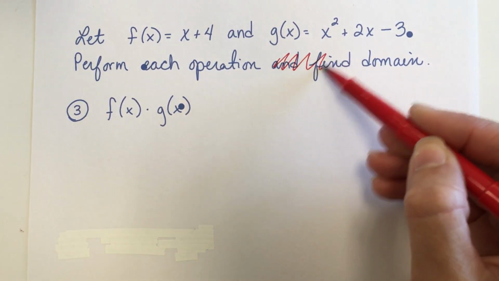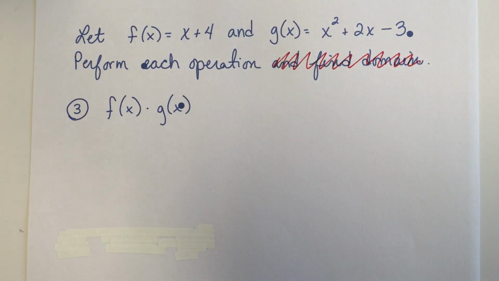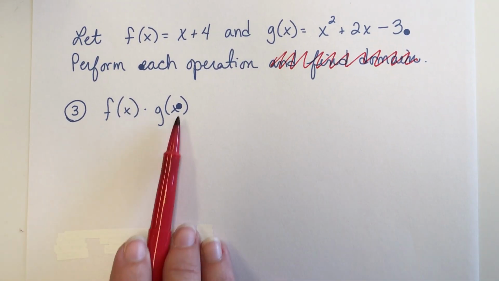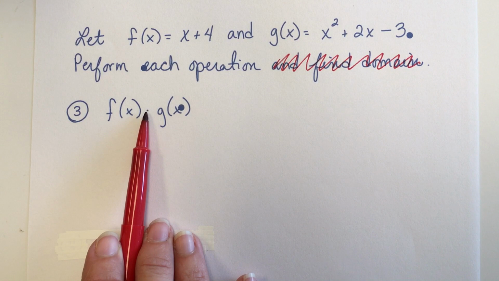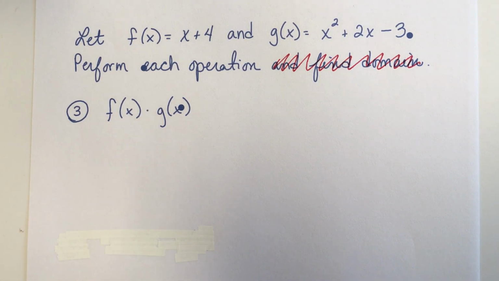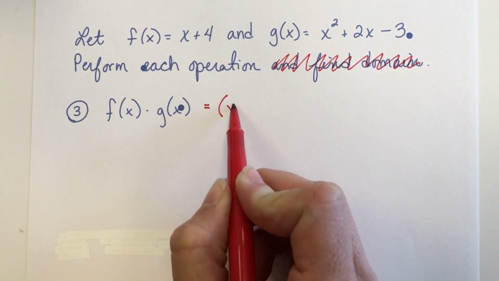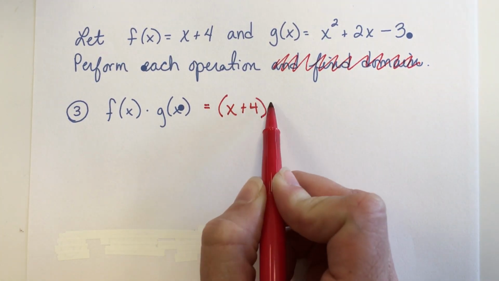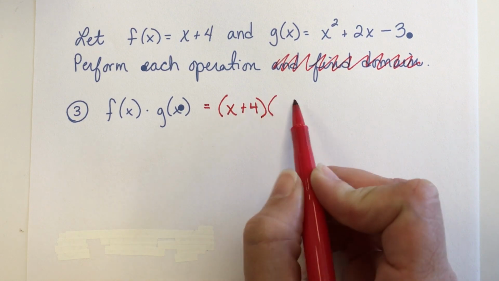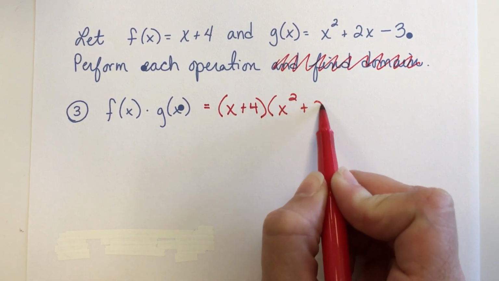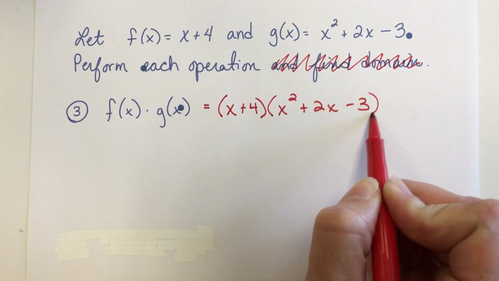Mainly, the only difference here is we're just switching functions. This time, f of x is x plus 4 and g is x squared plus 2x minus 3. All right, so with this notation, you having the dot in between tells you that you are expected to multiply your functions. So we have f, which is x plus 4, and we're to multiply that times g, which is x squared plus 2x minus 3.